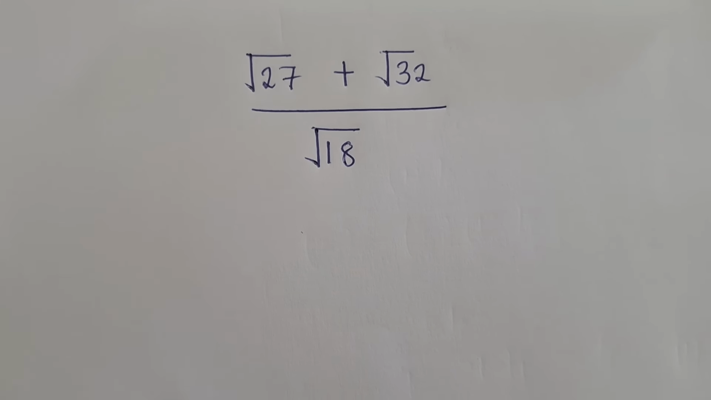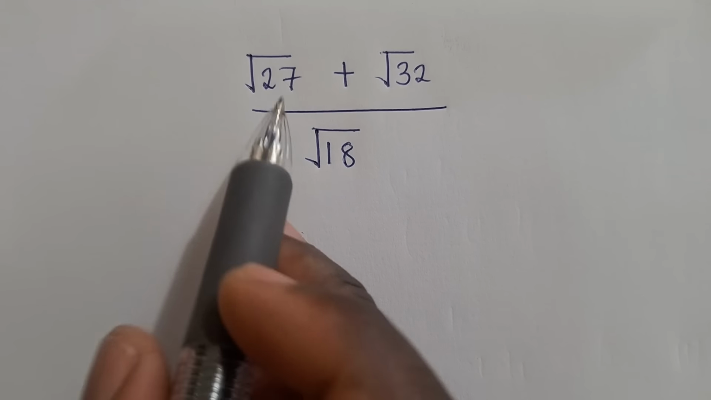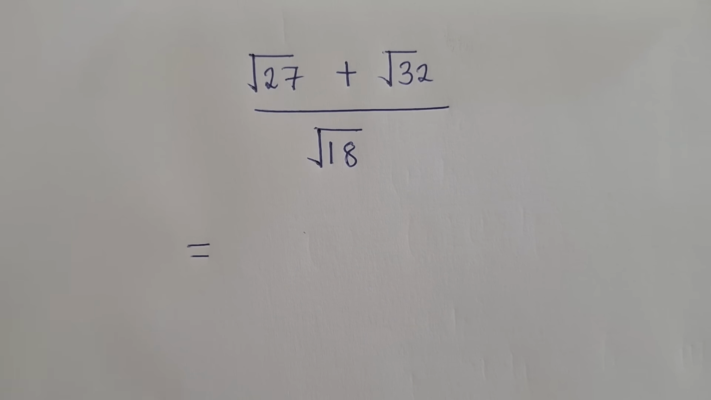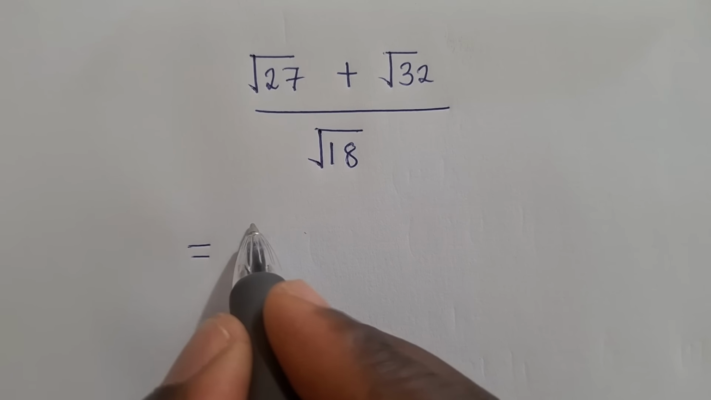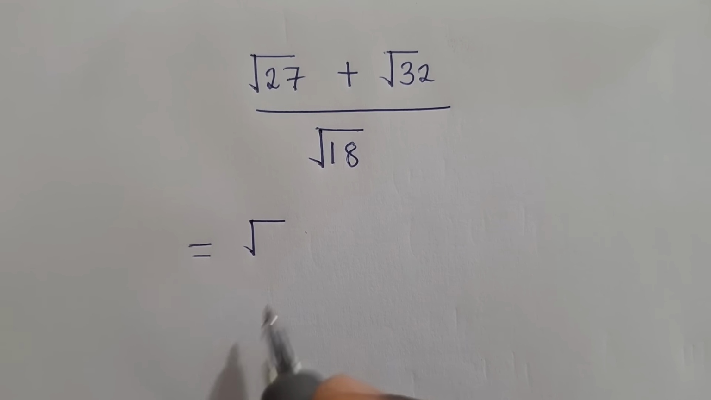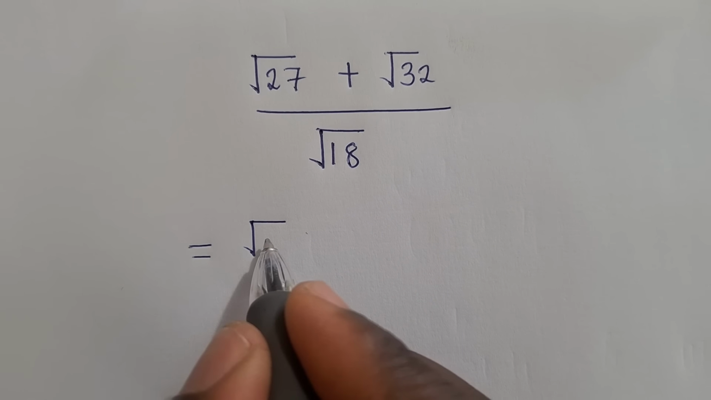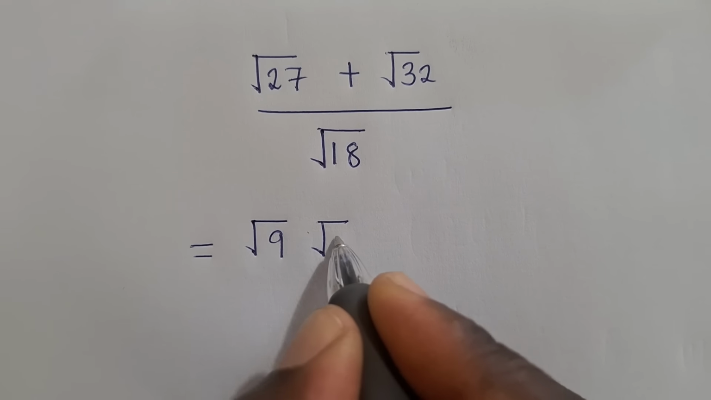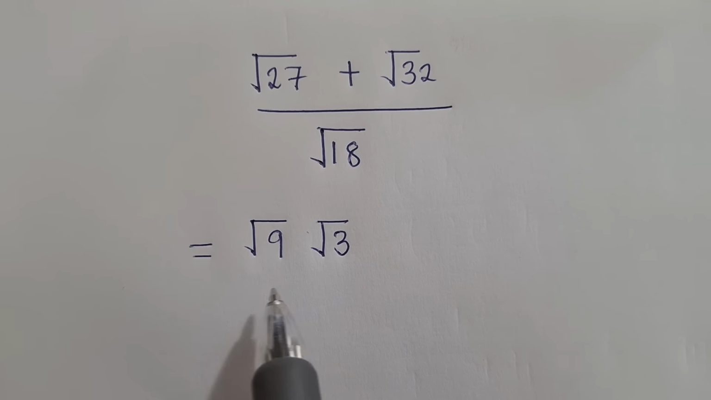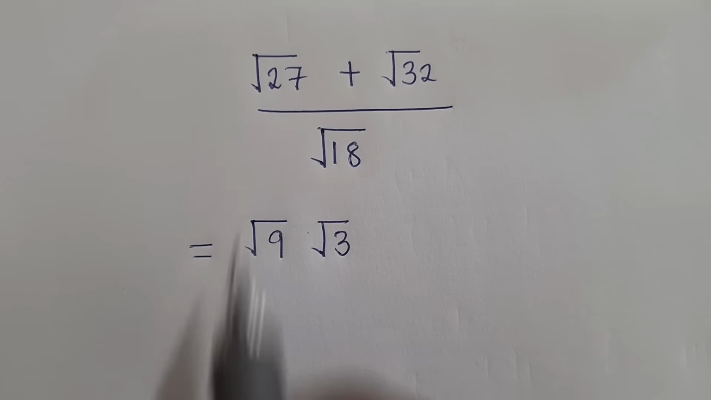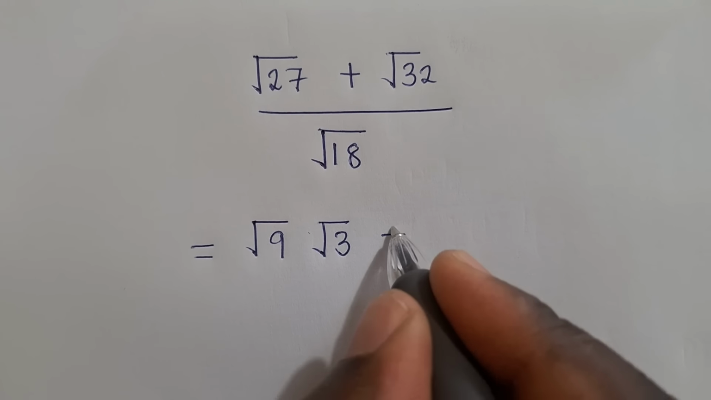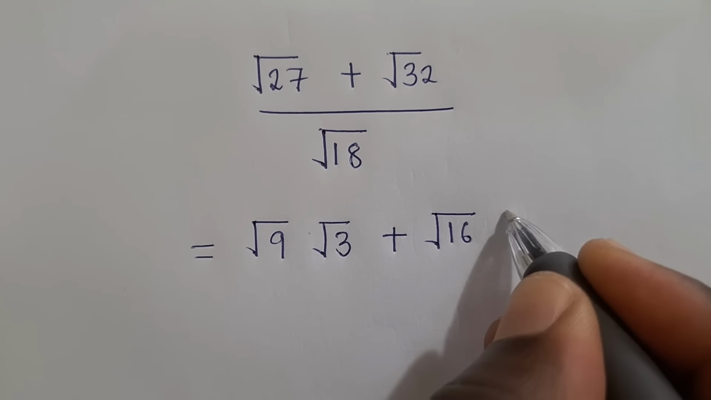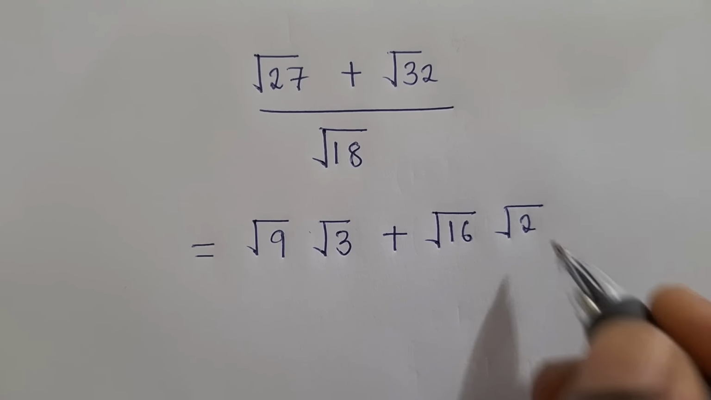All right, so for the question right over here to be simplified, all we need to do is to say equal to, and then we separate on top. So this we can write as square root of 9 multiplied by square root of 3. We know, of course, that 9 times 3 will give us 27, and then we say plus square root of 16 times square root of 2.